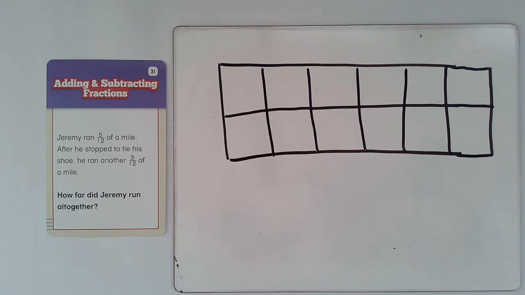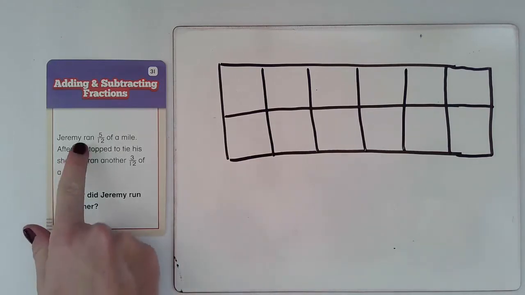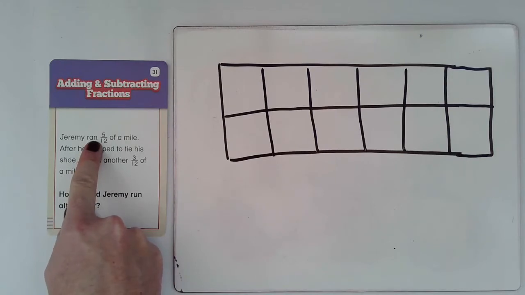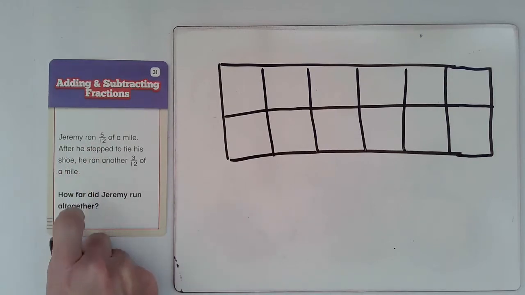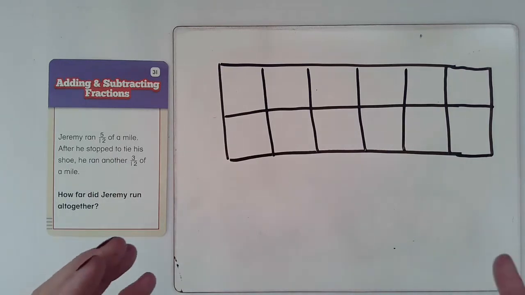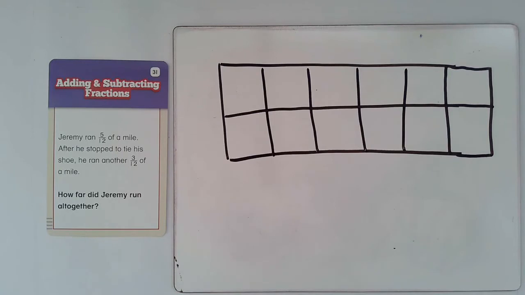Okay, so I know this problem is about someone who's running and who stops and continues to run a little bit more. Okay, so it makes me think that I'm putting some amounts together. So I may be adding in this one. Something that's important is the amount that he ran before he stopped, which was 5/12, and the amount he ran after he stopped, which is 3/12. Okay, and again, it's asking how much did he run all together. So I'm going to be putting these things together.